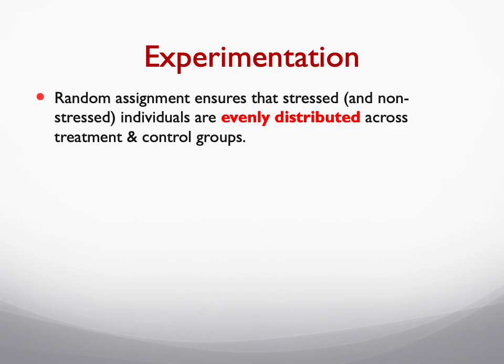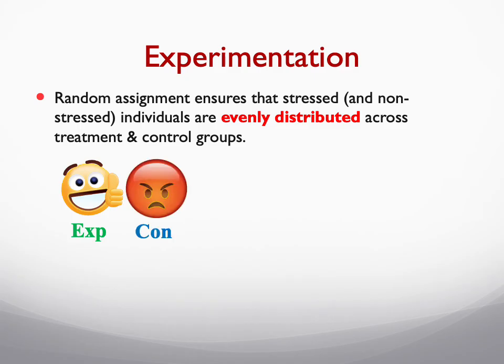So in practice, what this would mean is that my first participant comes in, maybe they're a very unstressed individual. They just woke up and they're feeling great. And I flip a coin, heads or tails. Heads, they're going to the experimental group. Tails, they're going to the control group. And so they get heads, they're going to my experimental group. Second person comes in, maybe this is a very stressed individual. I'm going to do the same thing. I'm going to flip a coin, heads or tails, heads going to the experimental group, tails going to the control group. And in this case, they get tails, and so they're going into my control group.